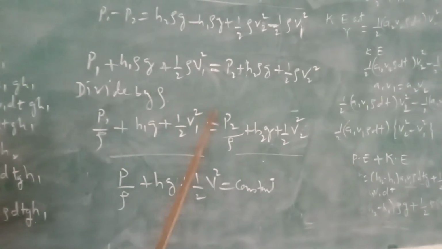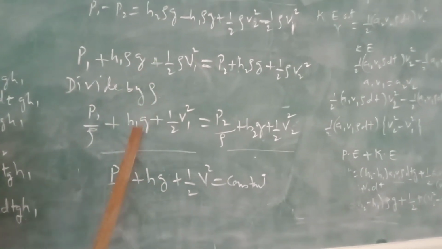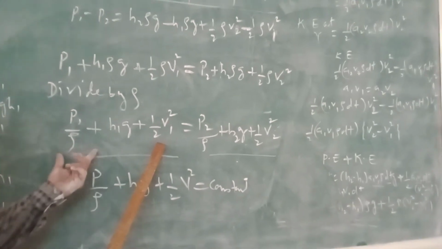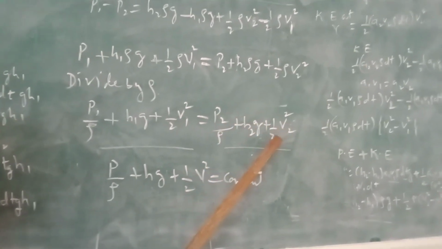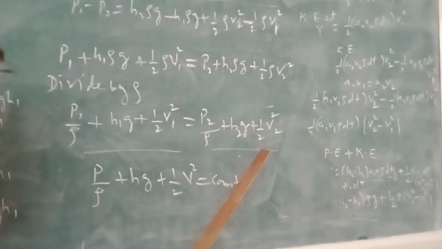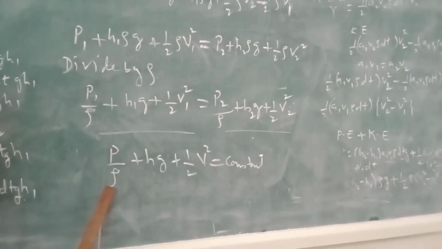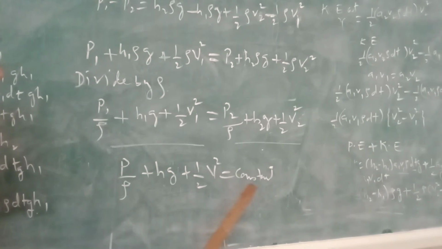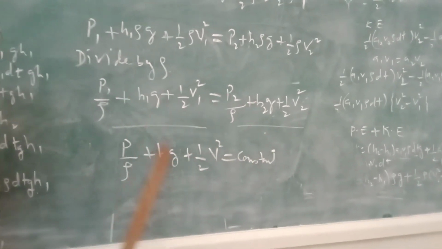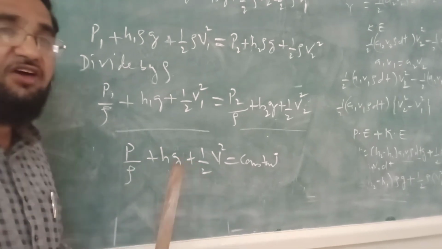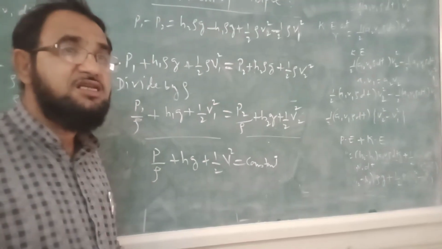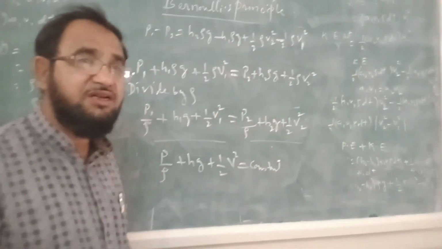So this is nothing but the pressure energy, potential energy and kinetic energy at point X is equal to the pressure energy, potential energy and kinetic energy at Y. In general, we can say that P by rho plus hg plus half v square is constant. That is, the total energy, pressure energy, potential energy and kinetic energy of a liquid is constant. It is known as the Bernoulli's principle, proof of the Bernoulli's principle. Thank you.